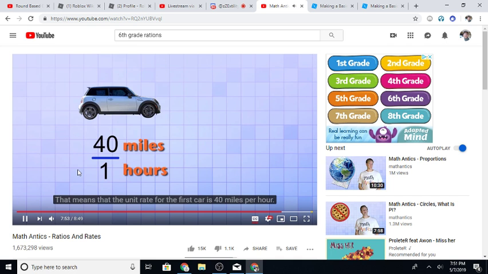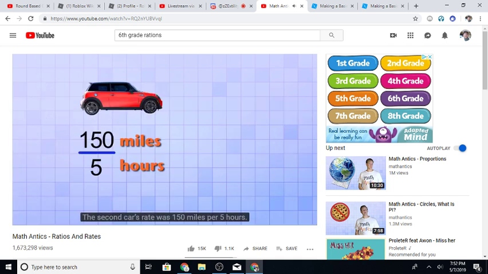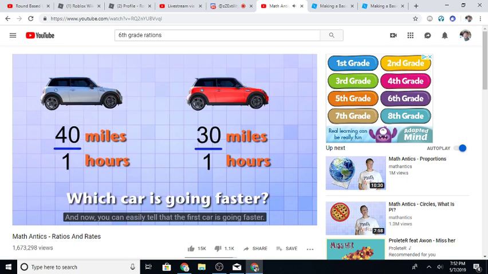per hour. The second car's rate was 150 miles per 5 hours. So if we divide 150 by 5, we get 30. So the unit rate for the second car is 30 miles per hour. And now you can easily tell that the first car is going faster. And you can tell why unit rates are so helpful.